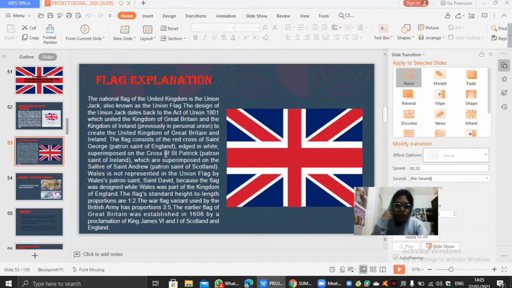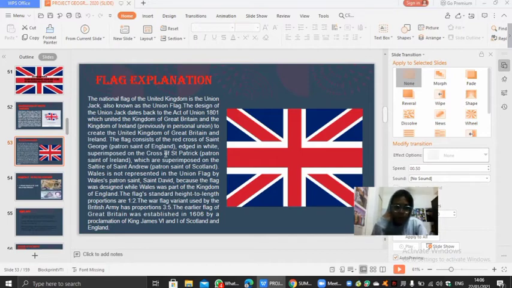The flag consists of the red cross of St. George, patron saint of England, edged in white, superimposed on the white saltire of St. Patrick, patron saint of Ireland, which is superimposed on the saltire of St. Andrew, patron saint of Scotland. Wales is not represented in the Union Flag by Wales's patron saint, St. David, because the flag was designed while Wales was part of the Kingdom of England.